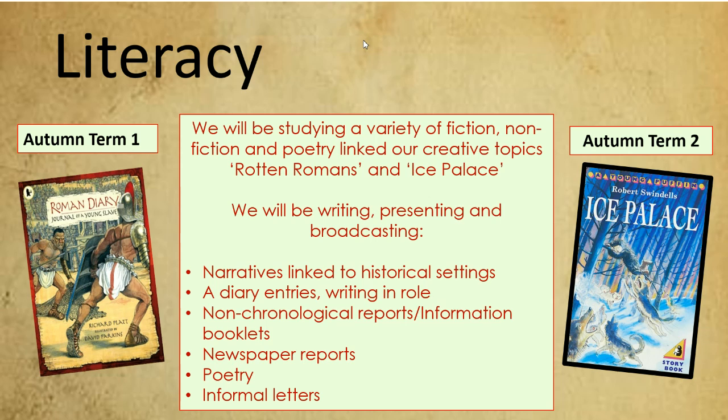In literacy, our first book this term is The Roman Diary, Journal of a Young Slave. And then for autumn 2, we have The Ice Palace. It's nice because we get to do lots of different types of writing. We get to do narratives, diary entries writing in role, letters writing in role as well, newspaper reports and poetry.